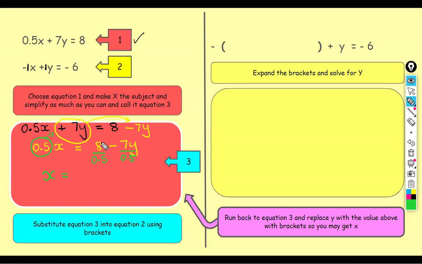And this is where I showed you how to divide on your calculator, right? Now, I see some of you are doing it the wrong way. Remember, if the 8 is on top, you press the 8 first and then divide. 8 divided by 0.5 is 16, minus 7 divided by 0.5 is 14, and don't forget to put back y. How many people got up to there?